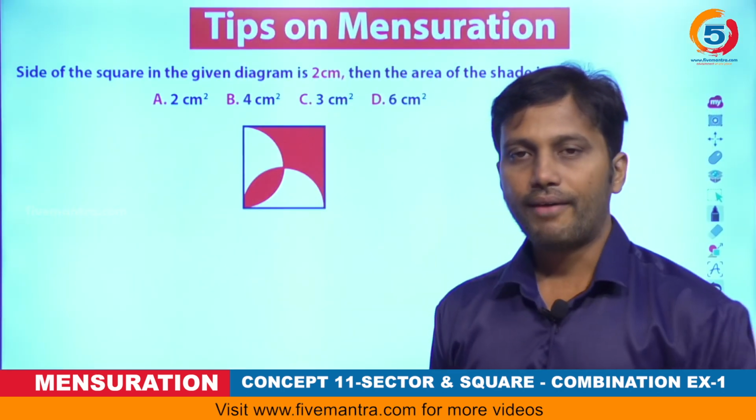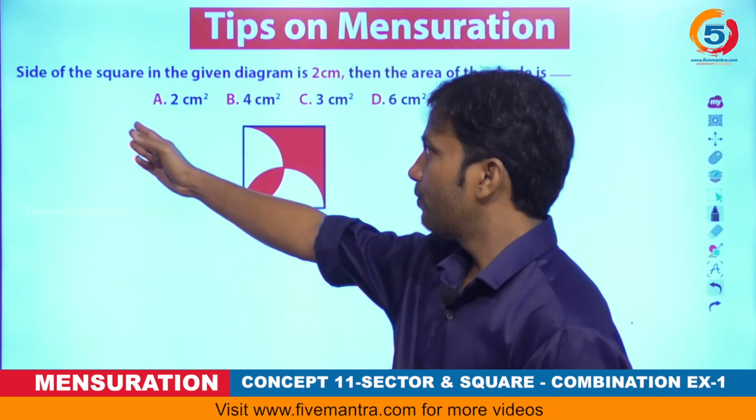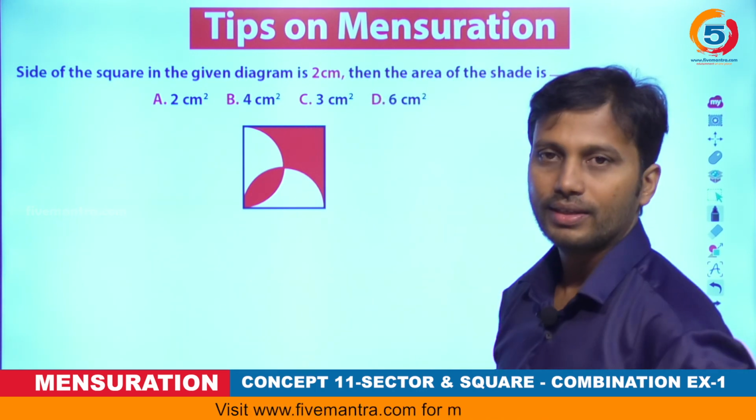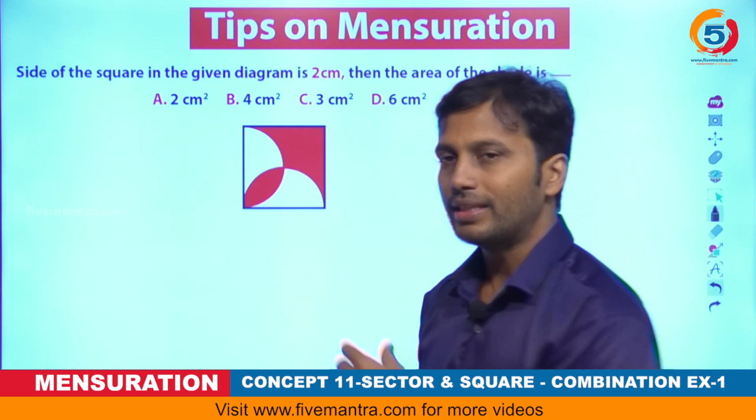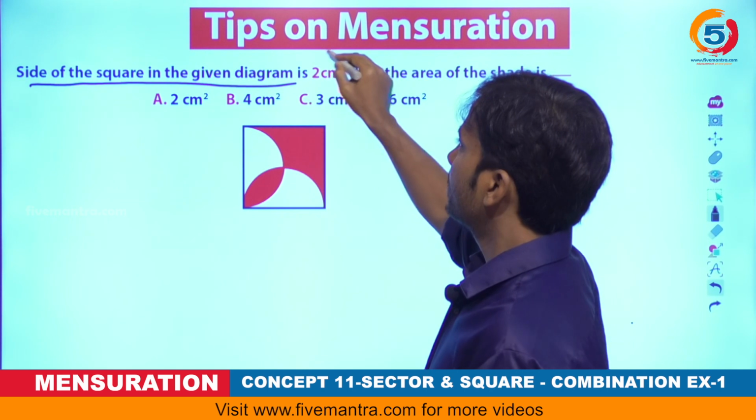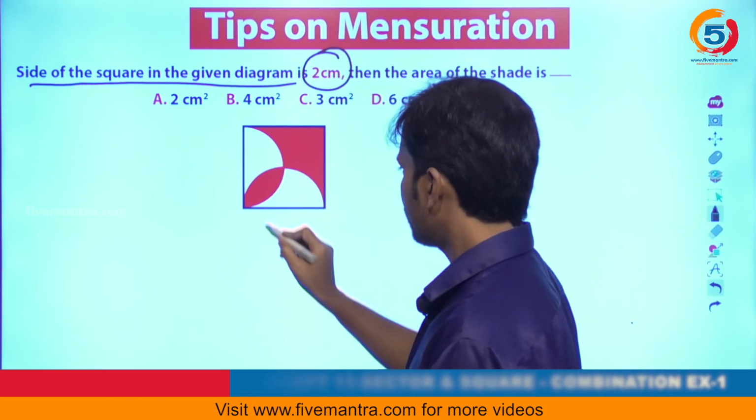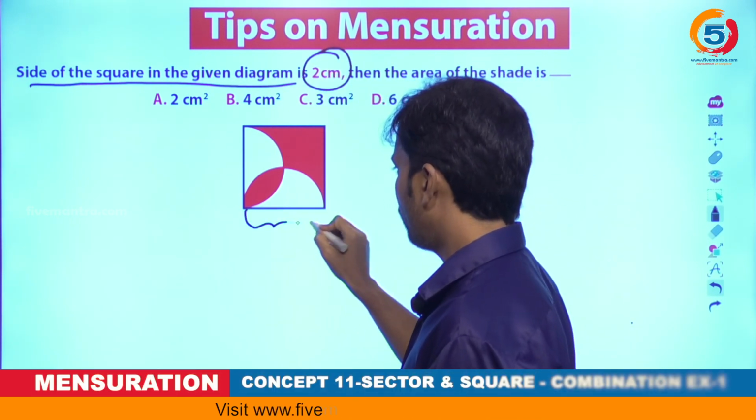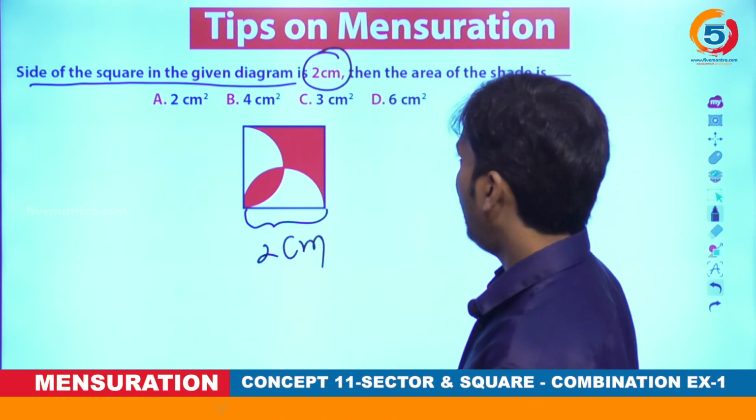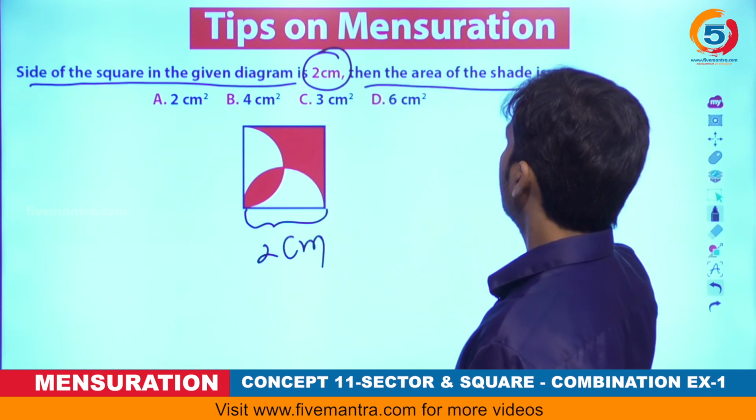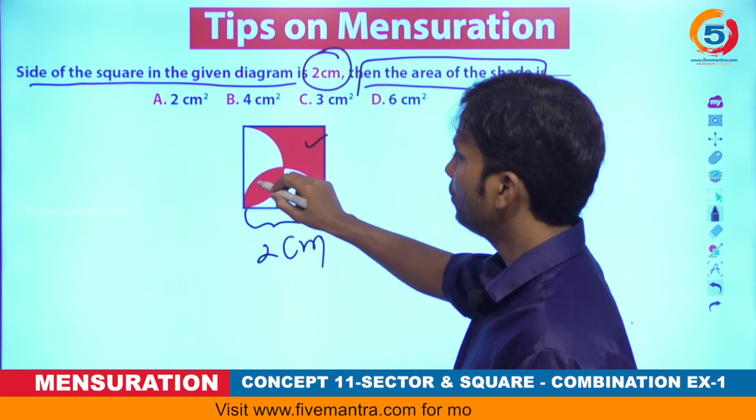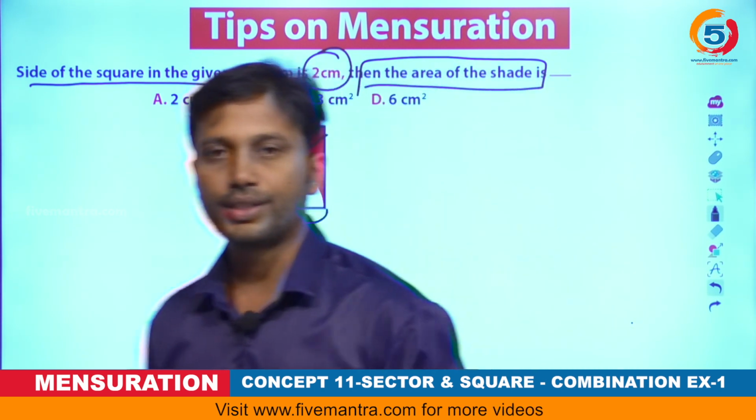So just have a look at this. The next problem is given somewhat differently in how the problem is mentioned. Just see. The side of the square in the given diagram is how much? 2 centimeters. So first of all represent that. What is the side? 2 centimeters. And we need to find the area of the shade. Area of the shade means this red colored portion you need to find. How to do it?